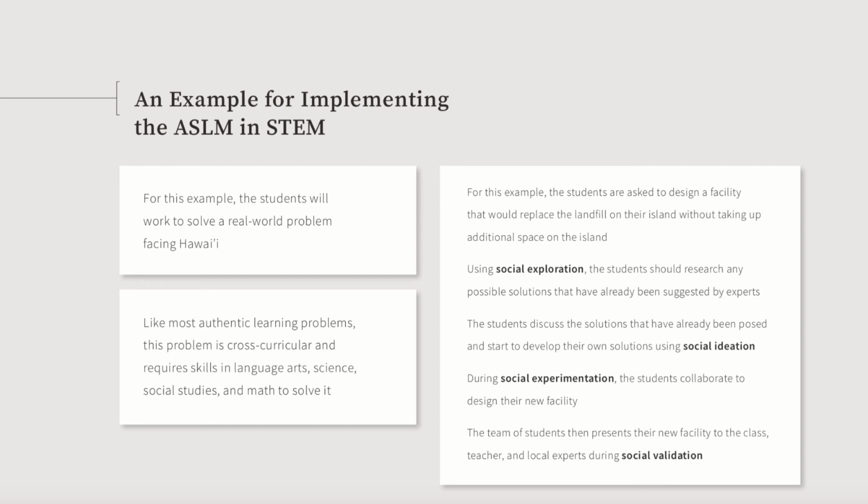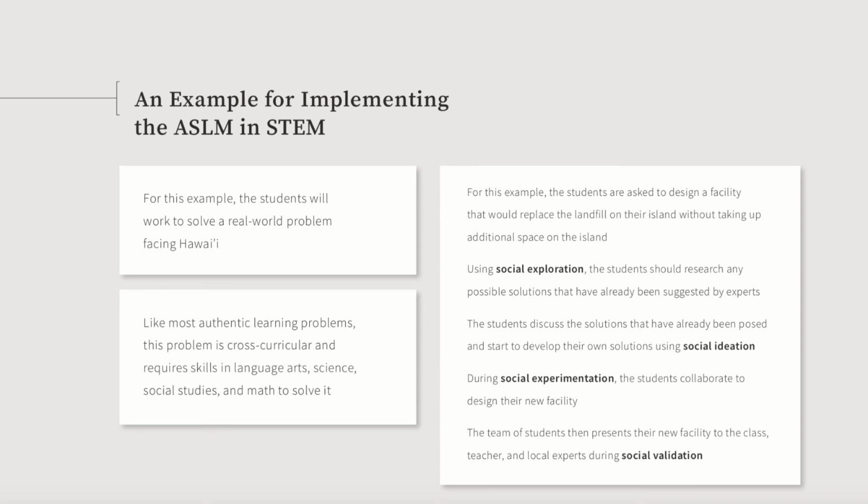Using social exploration, the students should research the problem and any possible solutions that have already been suggested by experts. If the students have to replace an existing landfill, they first have to research the location, size, and capacity of the existing landfill. The students should research ideas that experts have posed as possible solutions and, if possible, talk to local experts in person or using social technologies. To encourage social learning, each student should research and explore a possible solution posed by the experts and bring their knowledge back to the team to discuss it.